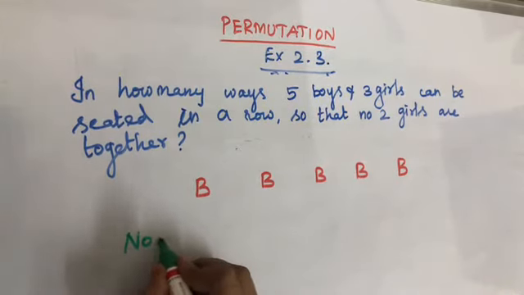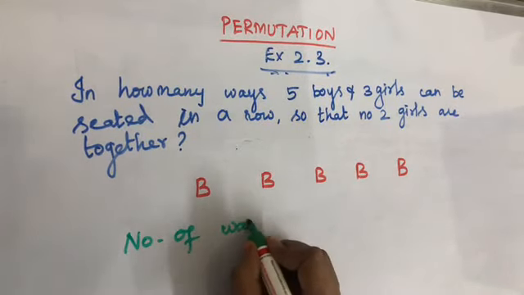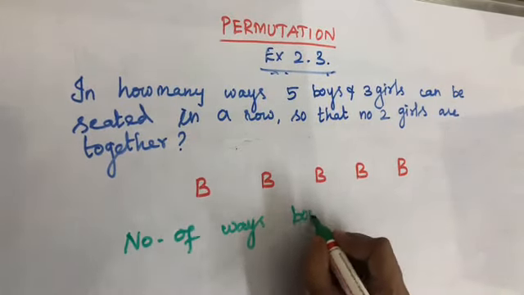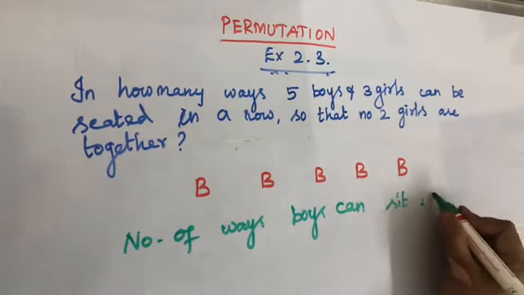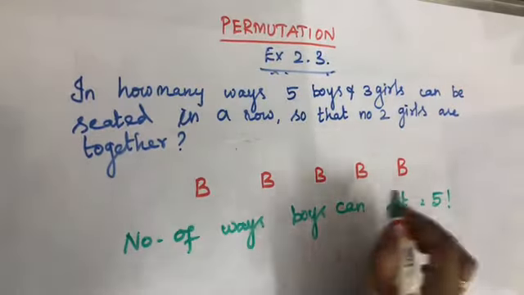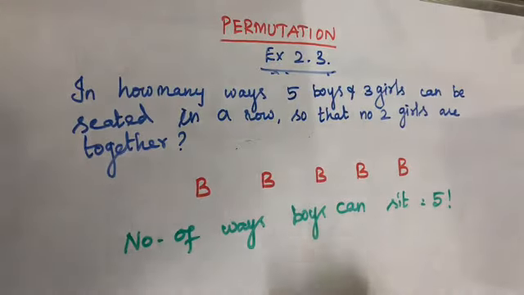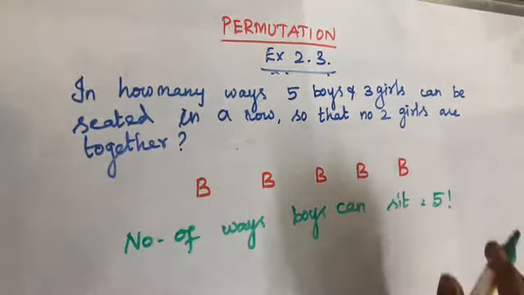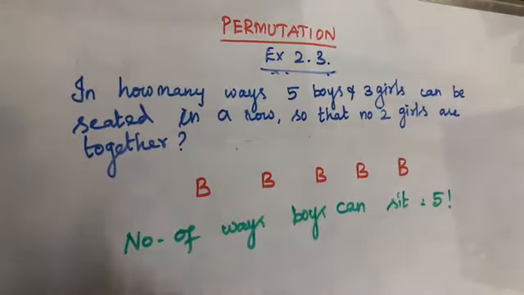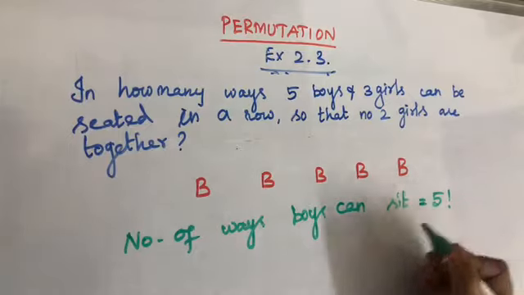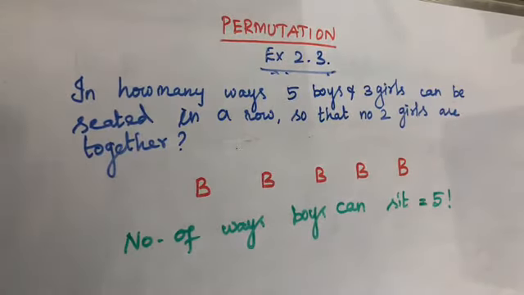Okay. So the number of ways boys can sit. What are the number of ways? 5 factorial ways. Okay. So 5 boys, they can sit anywhere in the 5 places. So any order of arrangement can be followed. So the number of ways boys can sit is 5 factorial.